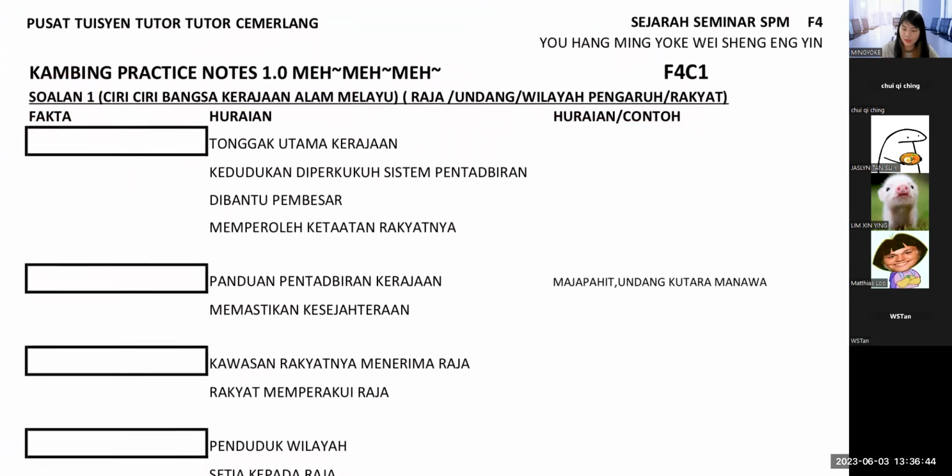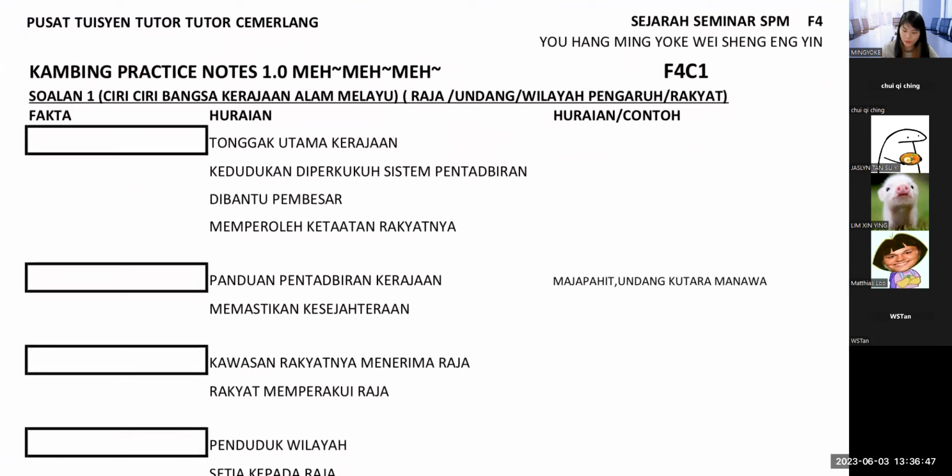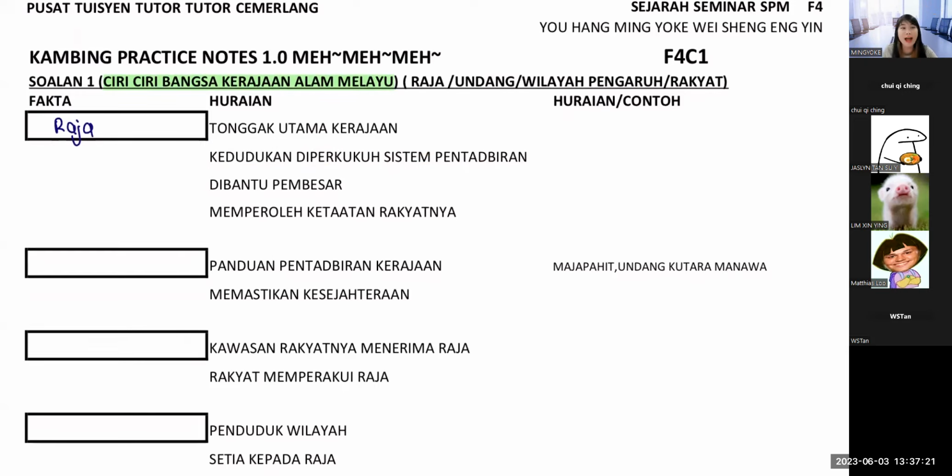For example, if the exam question asks you, berikan ciri-ciri negara bangsa kerajaan alam Melayu or sebelum kedatangan kuasa barat, then you have what? You have Raja, which is the tonggak utama kerajaan. Kedudukan dipekukuh sistem pentadbiran, dibantu pembesar, memperoleh ketaatan rakyat. Ditaati dan dianggap suci, that one also got. But actually 4 already enough, ma.